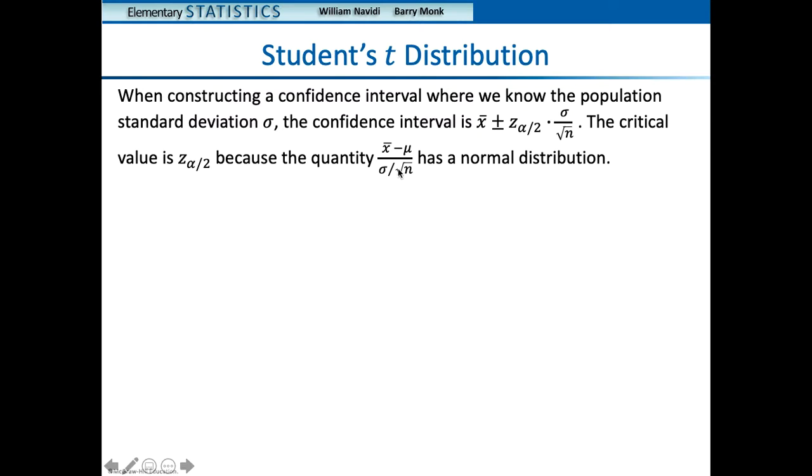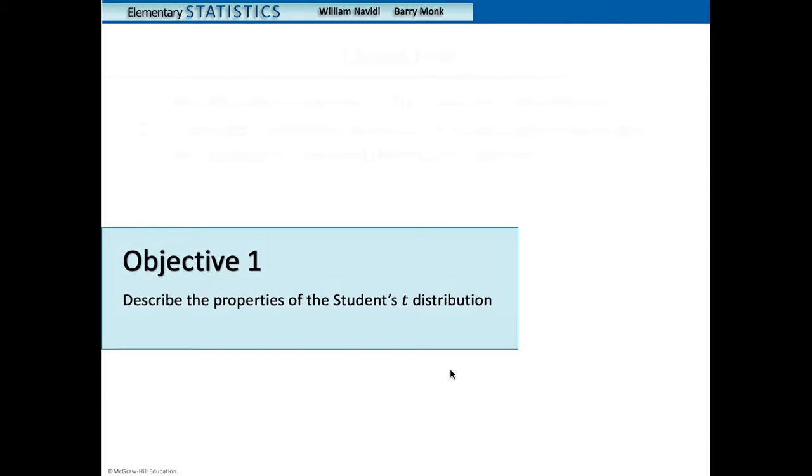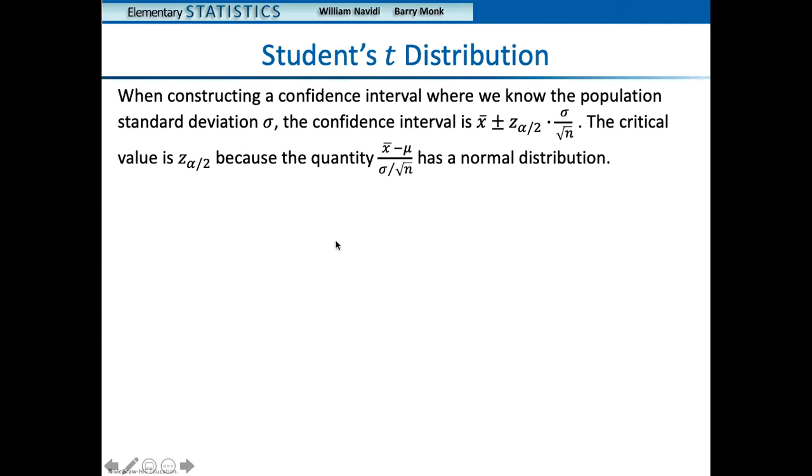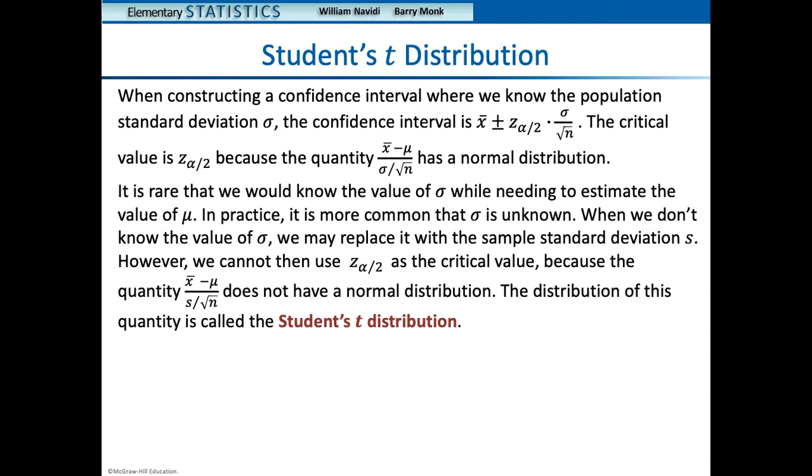And we ended up using this formula for the z-score, x bar minus mu, I apologize there, over sigma over square root of n. And this quantity follows a normal distribution. Now, if you don't know what sigma is, then what you have to do is replace sigma with the sample standard deviation, right? Now, like we said, it's rare that we would know the value of sigma while needing to estimate the value of mu, right?